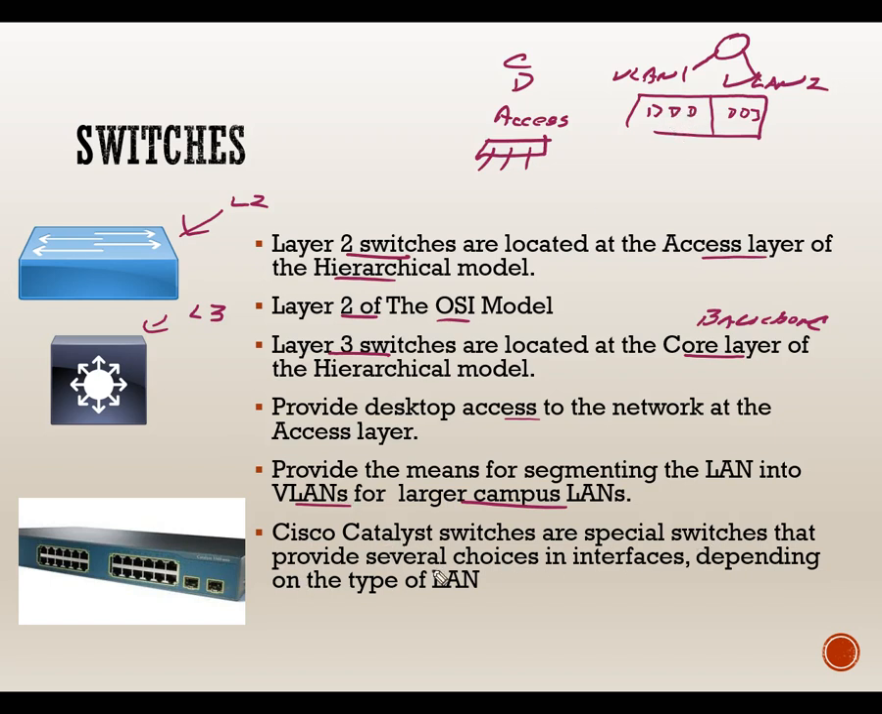Our special switches provide several choices of interfaces depending on the type of LAN that we use. Interfaces, whether we have RJ45 or fiber, basically is what we're really talking about there. Maybe token, although token ring is not all that popular anymore.